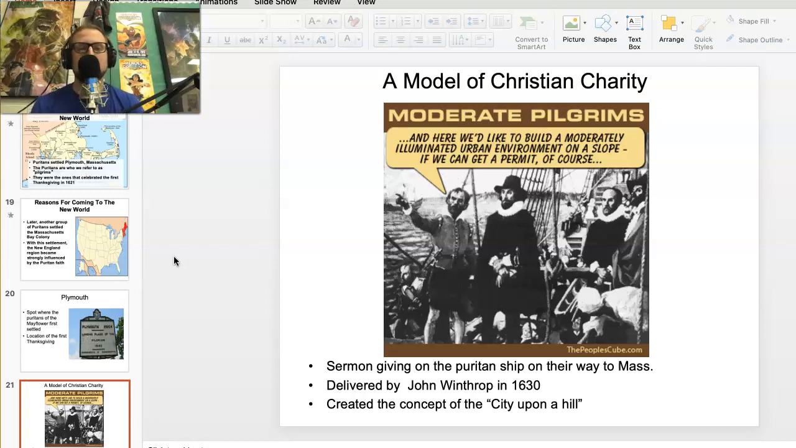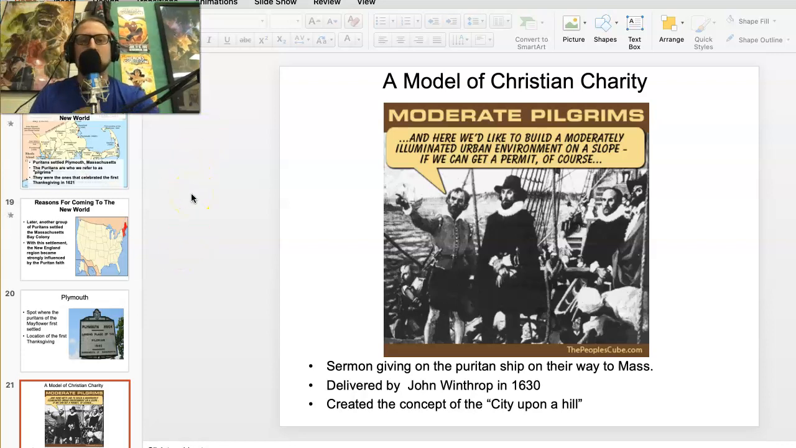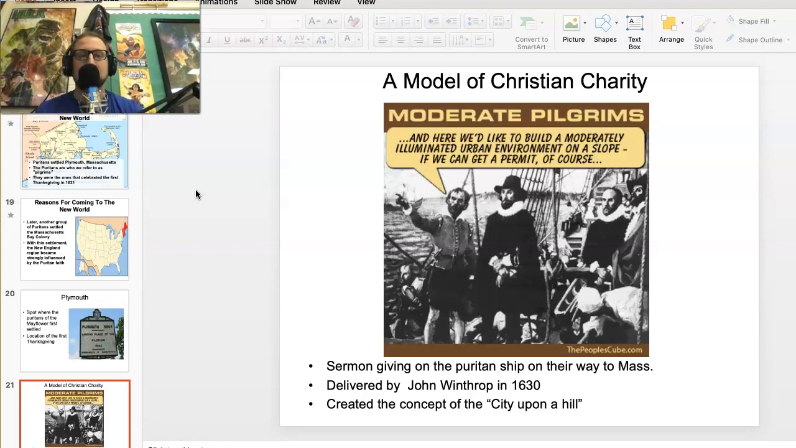Instead of the Puritans, the good ones like John Winthrop, really having influence, it was more extreme Puritans who would force their religion upon the natives, and if they didn't agree, in many cases, they would kill them or starve them or spread smallpox and things of that nature. So Winthrop is one of the good Puritans. So the original city upon a hill spread a godly example.